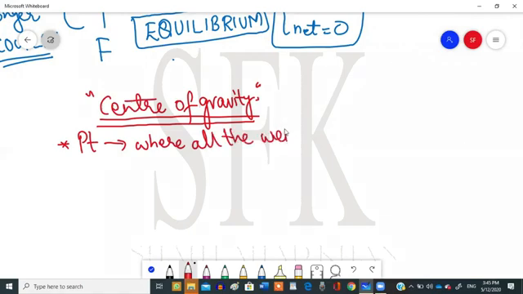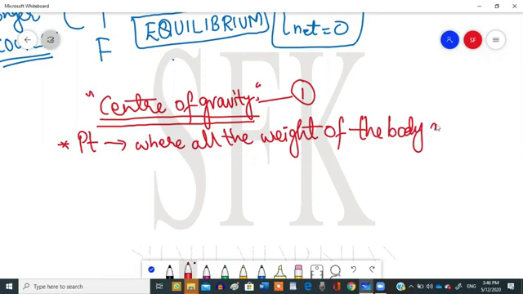And it has been asked in the past papers one or two times to define the center of gravity as well. So this is the simplest definition of center of gravity. And I think this is enough because the definition was 1 mark, I think. So the point on a body where all the weight of the body appears to act. It appears to act. Okay.